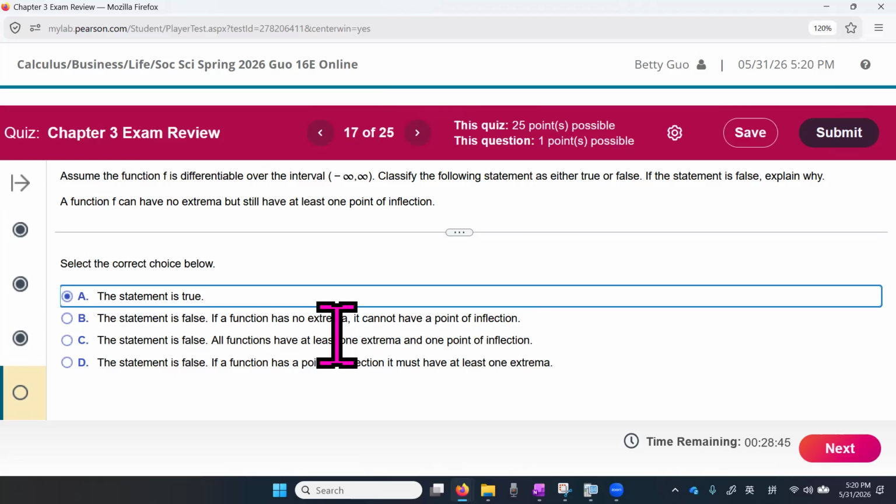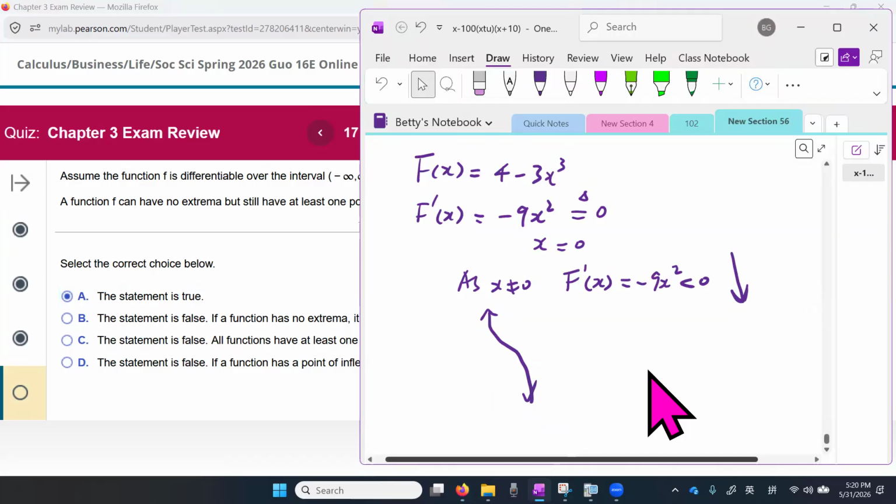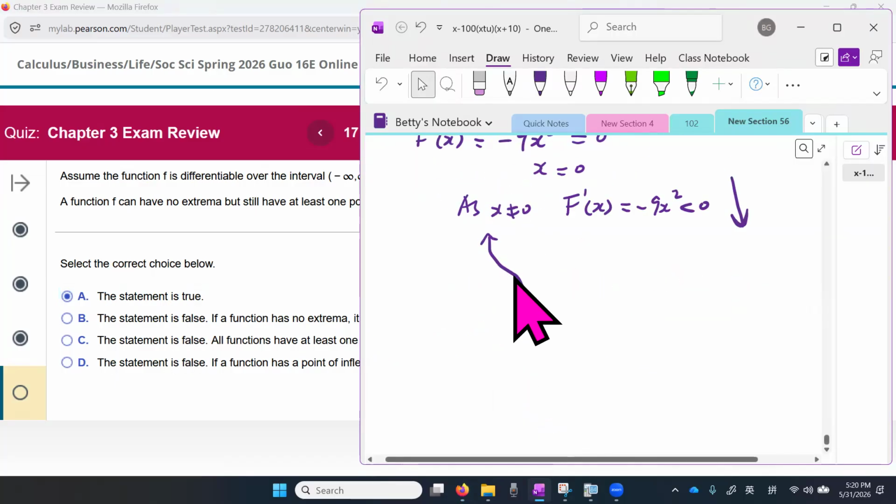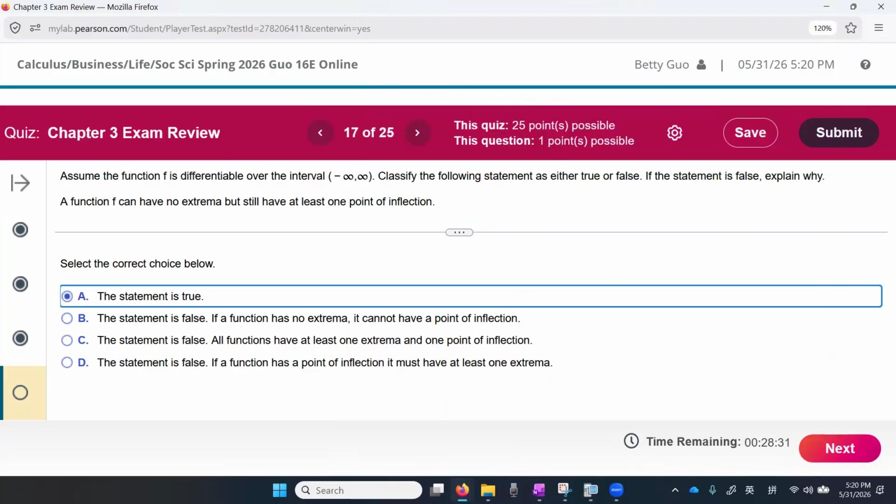It could have no extrema, but has an inflection point in the middle. It's like this one, concave up and then concave down. So that is true.